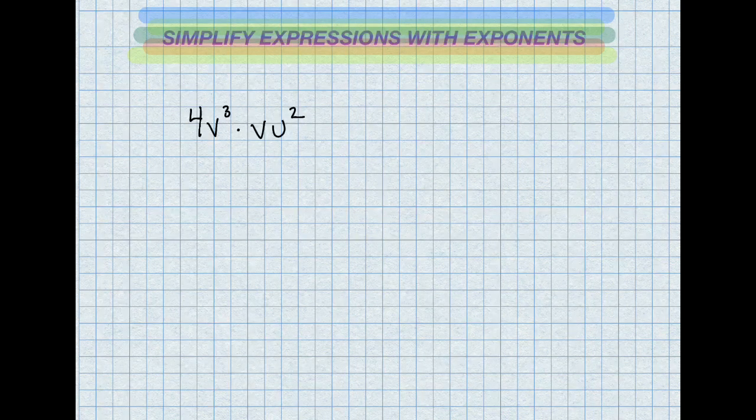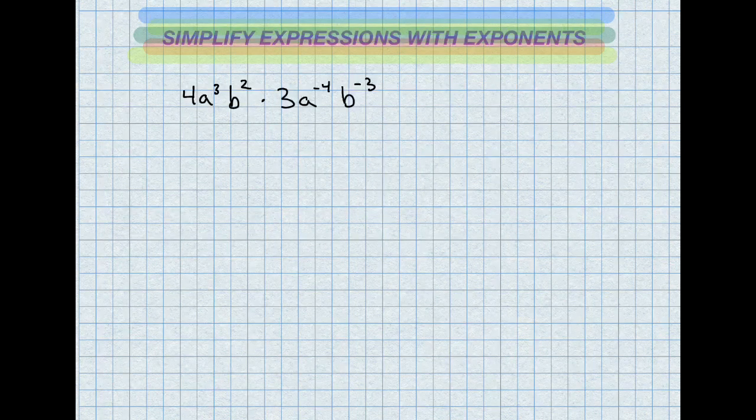Okay, here's our next one. 4v cubed times vu squared. So we're going to say that equals 4 times v to the 3 plus 1 times u squared. So we get 4v to the 4th u squared. That one's pretty simple, pretty easy. Remember here, this plus 1 comes from this v here. If you don't see anything above, you know that there's an invisible 1 just sitting there. So that's where we get this 1 from. So there it is, 4v to the 4th u squared.